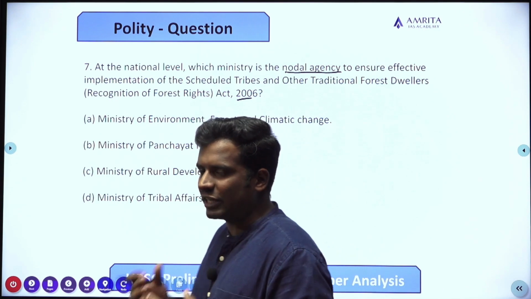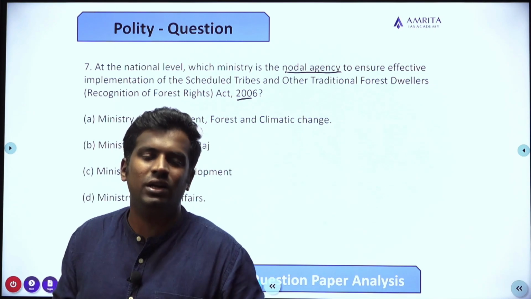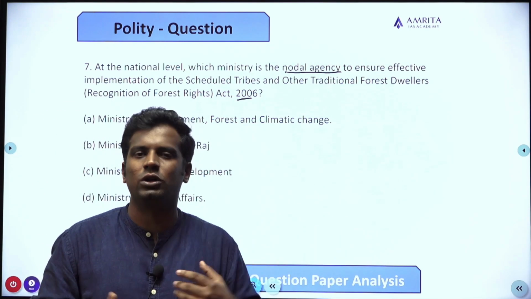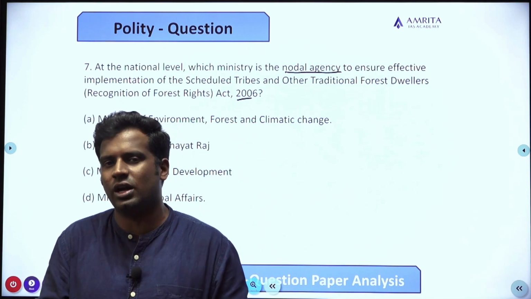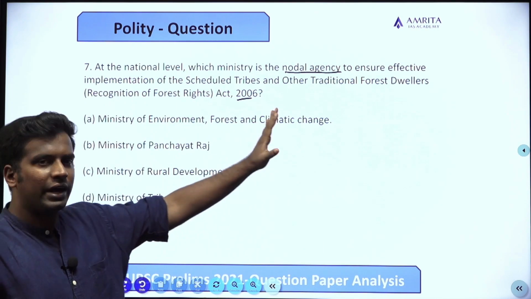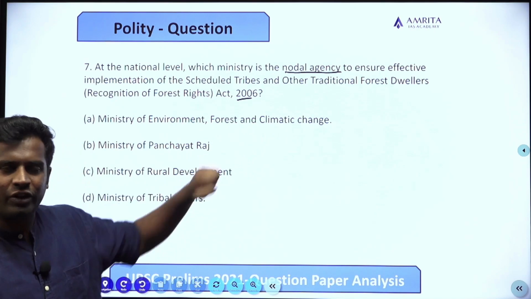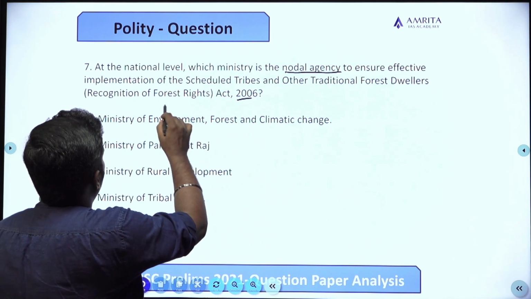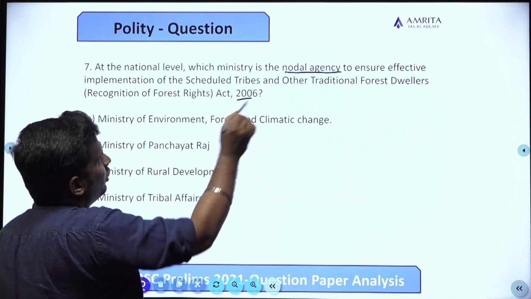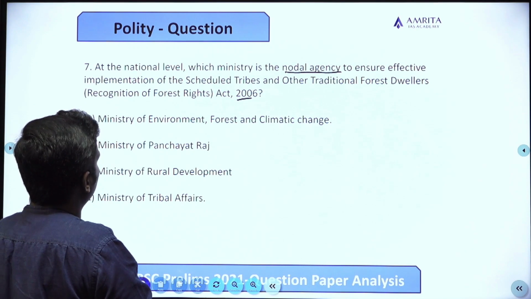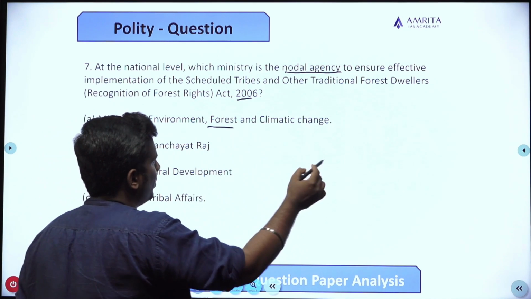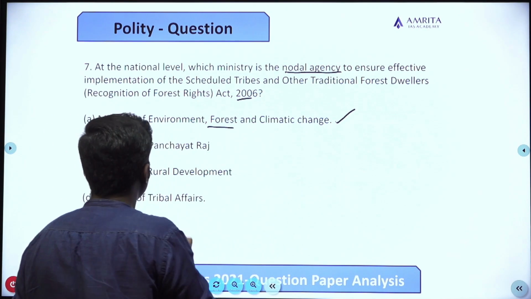So this is a factual question. It is an A, B, C, D type question. There is no statement to eliminate. There is no point you can pick out and choose and say this is wrong and this is right. Let's look at what is there inside the question, then from that we can go. So it generally talks about implementation of the Scheduled Tribes and Other Traditional Forest Dwellers Recognition of Forest Rights Act 2006. So forest is here, so maybe we can keep this.